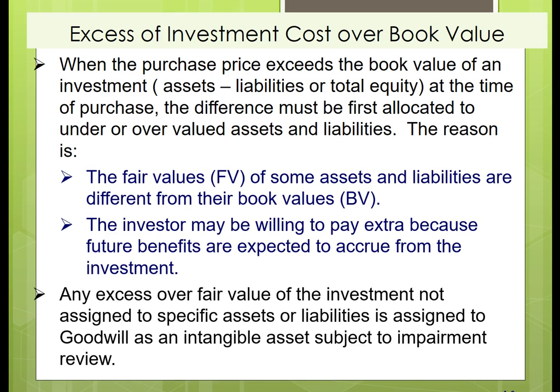The excess over fair value of the investment not assigned to specific assets, which we must always do first. We must first assign to under or overvalued specific assets or liabilities. The difference is assigned to goodwill as an intangible asset subject to impairment, because we don't amortize goodwill. We subject it to impairment.